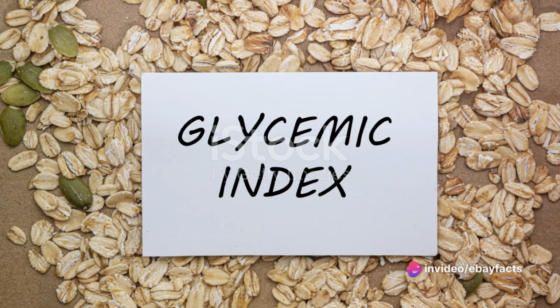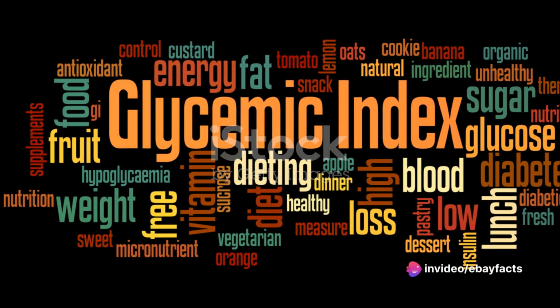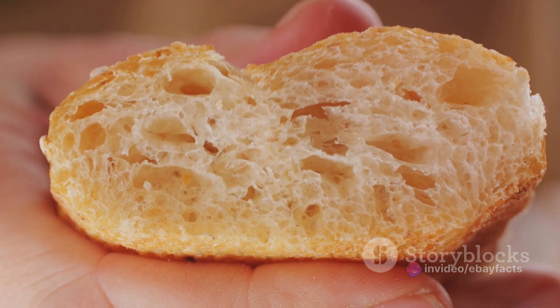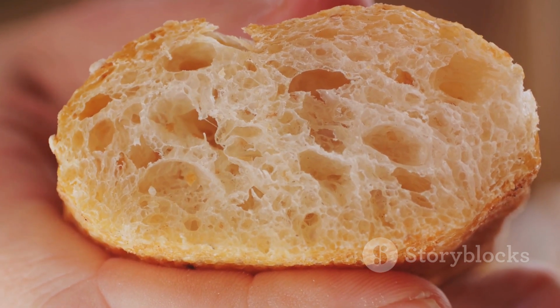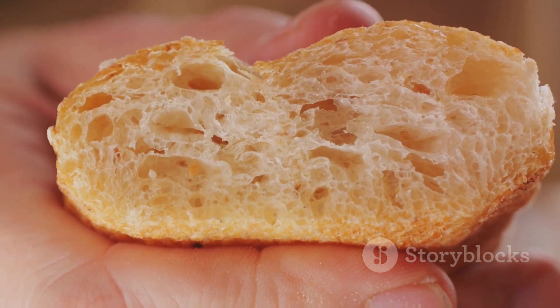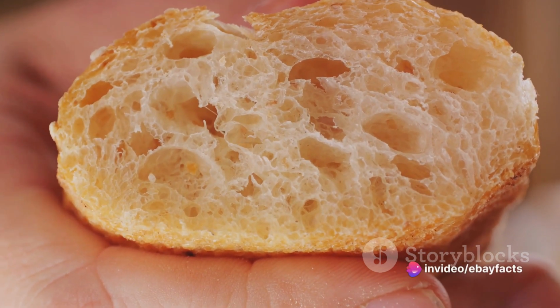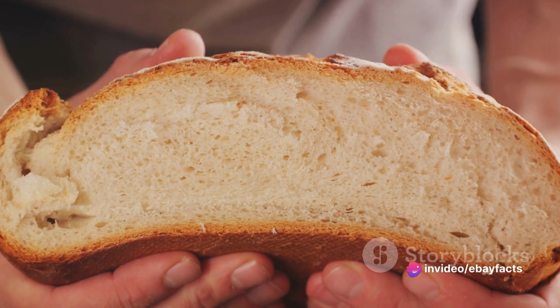Ripeness and cooking methods. The ripeness of fruits and the cooking methods used for certain foods can affect their glycemic index. For example, riper fruits tend to have a higher GI than less ripe ones. Additionally, cooking methods that break down starches more thoroughly can result in a higher GI.